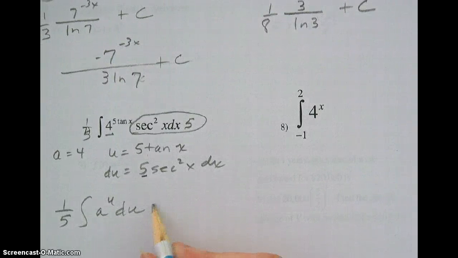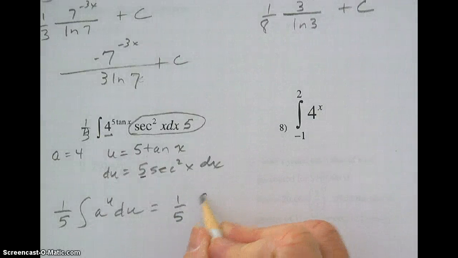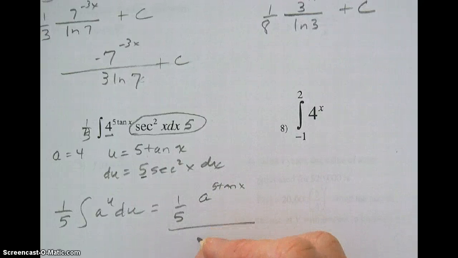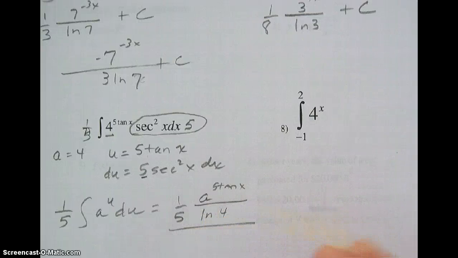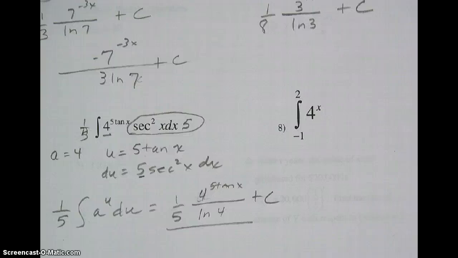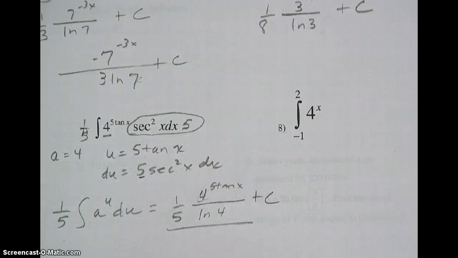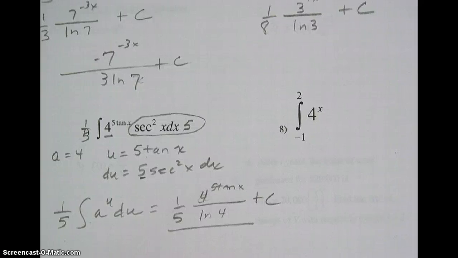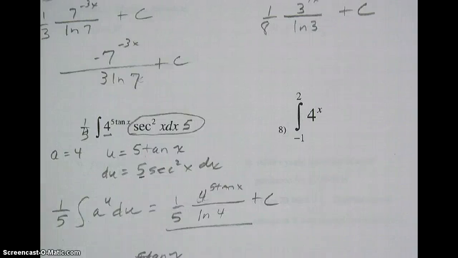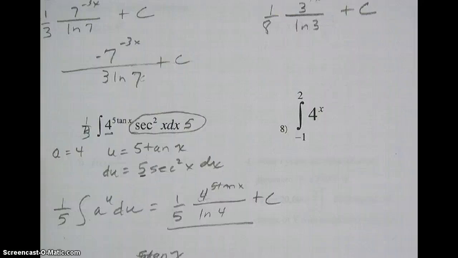That means I have a to the u now. I'm going to look at my rule. My rule for an a to the u is a to the u all over ln of a. And since a is equal to 4, this should really be a 4 as well, plus c. I can do a quick check on this to see if this is right as far as the derivative. So if y equals 1/5 times 4 to the tangent of x over ln of 4, remember what the derivative is. The derivative of a to the u is a to the u times u prime, and then these will cancel each other out.